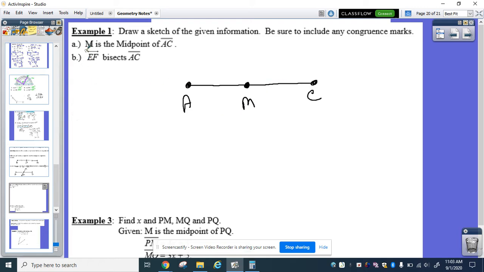And then it says line EF bisects AC. So somewhere in here, I'm going to want to put a line. We're not concerned with the angle that line makes. We're just going to make a slightly bigger midpoint. But we want to put a line on here, and we want to make sure that line is labeled EF. So we have segment AC being bisected at point M by line EF. That's kind of what we would end up with as a diagram.